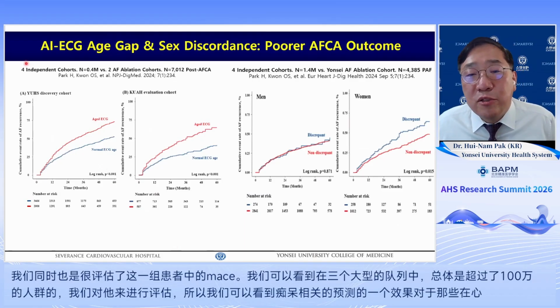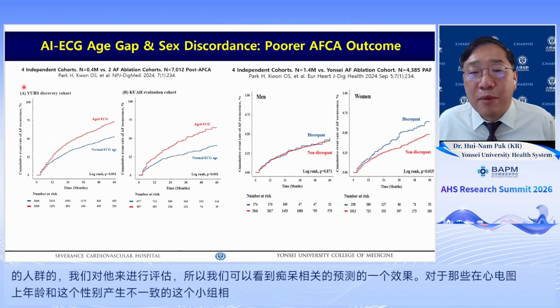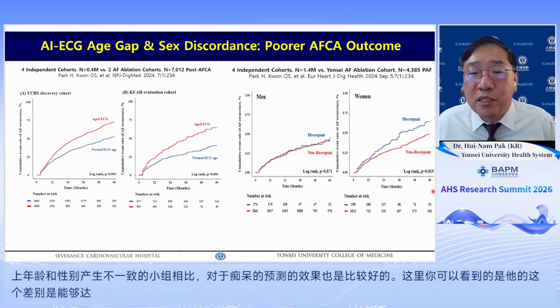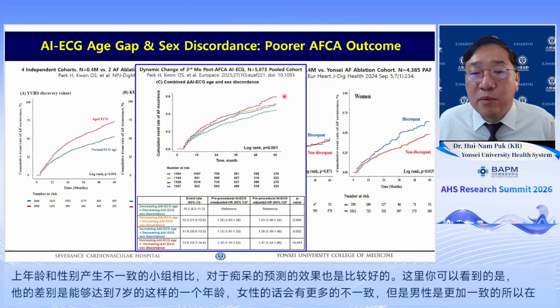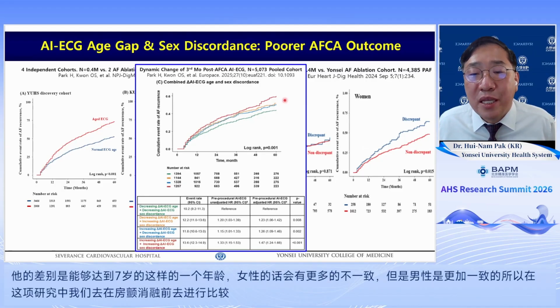This is the AF ablation data cohort, and AI ECG age and sex also had predictive power for recurrence after ablation. The recurrence rate after AF ablation was significantly higher in patients with an age gap over 7 years, and the recurrence rate was significantly higher in women who showed ECG sex discordance, but not in men. So in this new study, we compared the AI ECG before ablation and 3 months after ablation. AF recurrence rate was the highest in the patients with increased ECG age and elevated sex discordance.